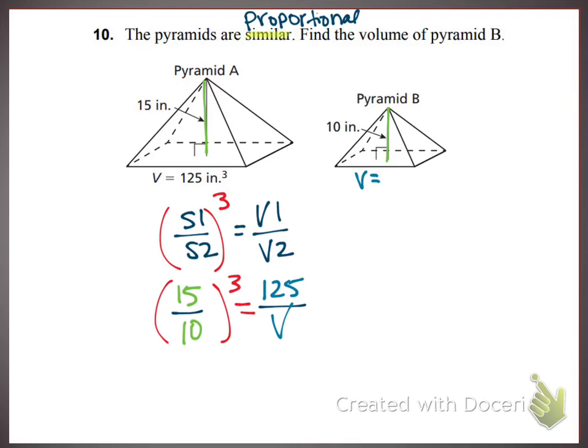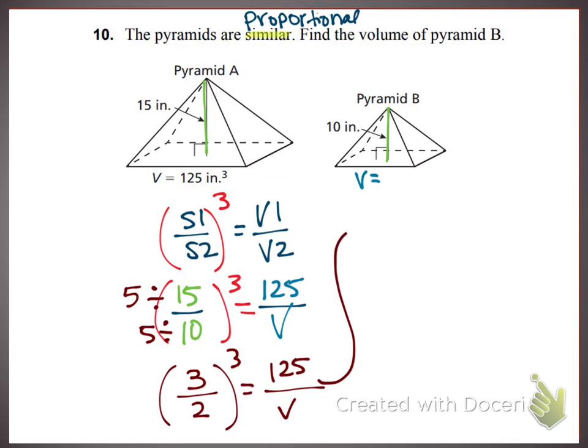This is when I really suggest reducing. 15 and 10 are both divisible by 5. What is 15 divided by 5? 3, and 10 divided by 5 is 2. Did I cube it yet, though? No, so I got to keep the cube.